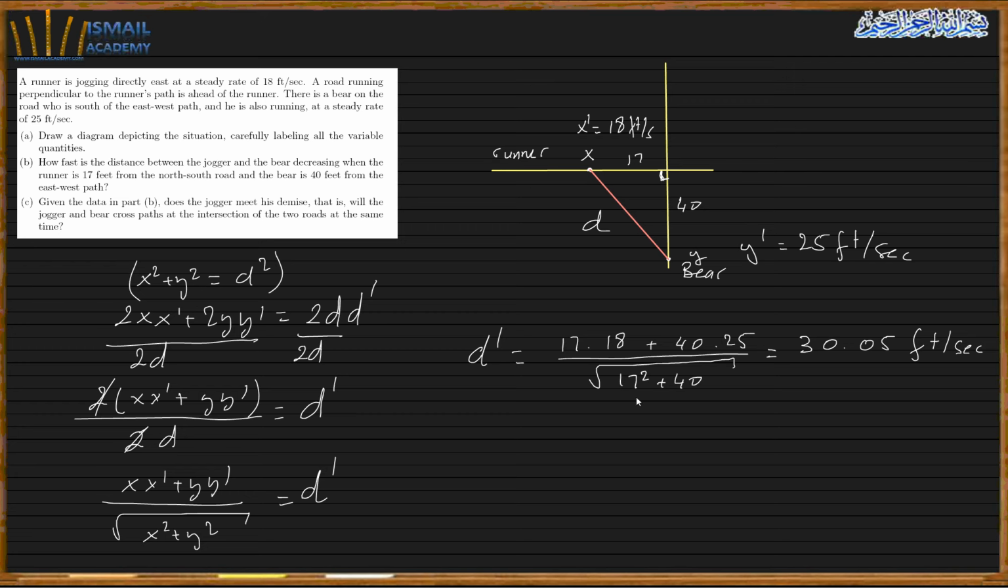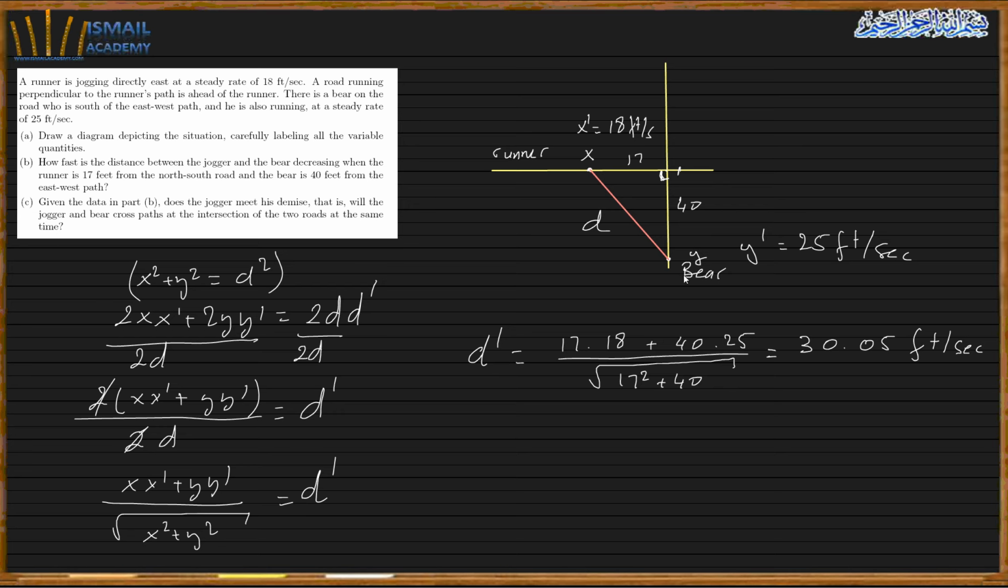So without even checking the derivative here, even though it's decreasing faster, they're not going to cross each other. Why? Because look, if at the next second the distance between the intersection and the jogger is 17 and the jogger ran 18 feet a second, that means the next second the jogger will be 1 foot away from the point of intersection.